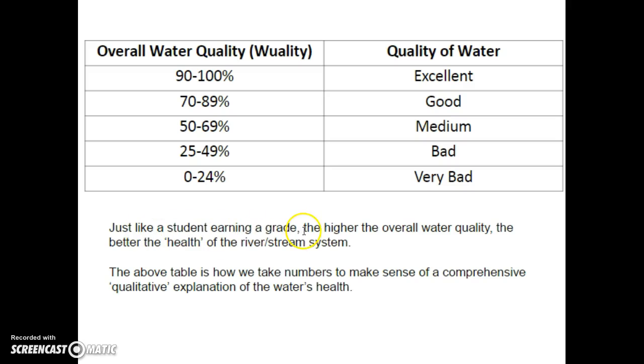So just like a student earning a grade, the higher the overall water quality, the better the health of the river or stream system. The above table is how we will take numbers and make sense of them within a comprehensive qualitative explanation of the water's health.